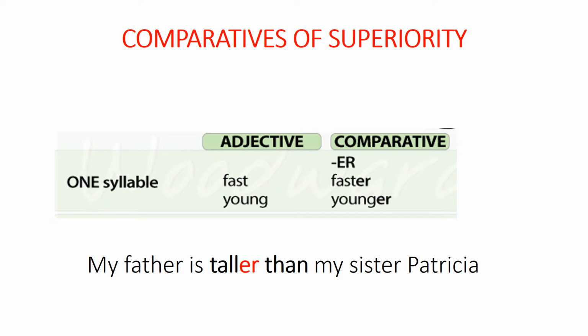Case number 1. When you have a one-syllable adjective, it is necessary that you add ER at the end of the adjective. For example, fast, faster, young, younger. My father is taller than my sister Patricia.